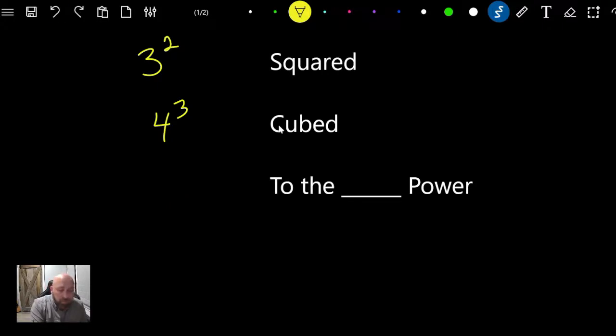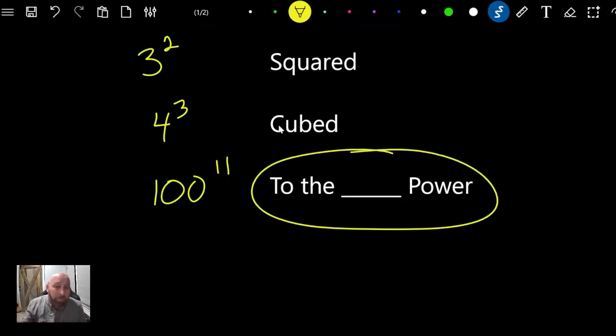Let's go back and let's go crazy. Let's do 100, and we'll put an 11 here. So that would be 100 to the 11th power. Every other number works like this, to the blank power.